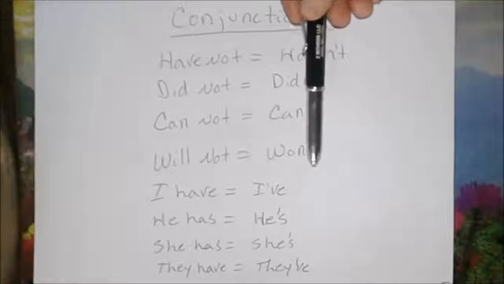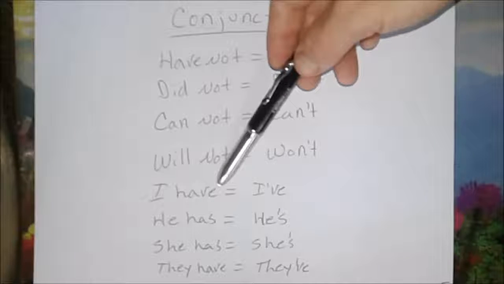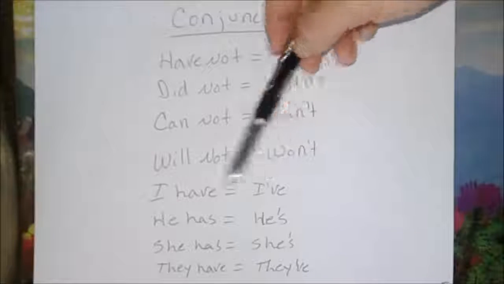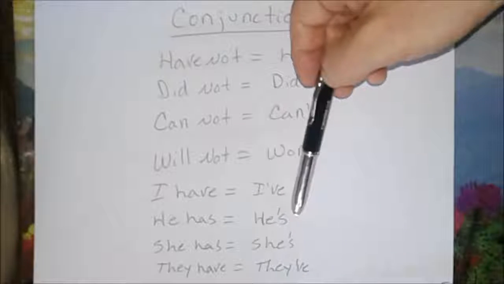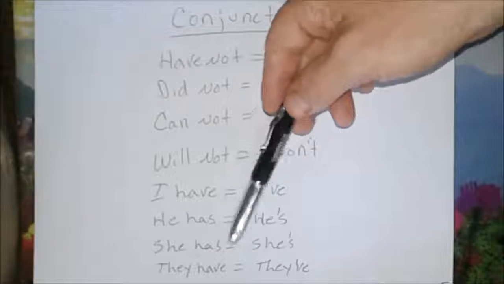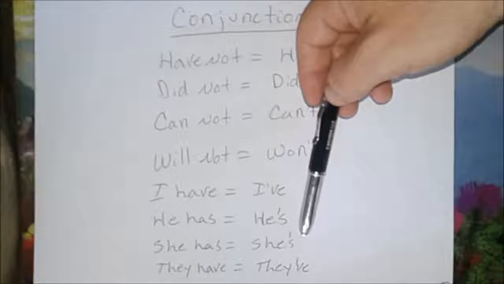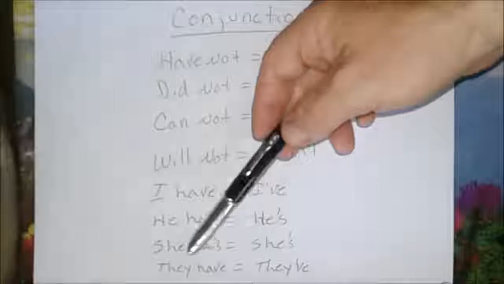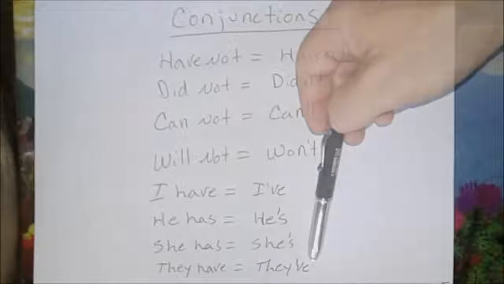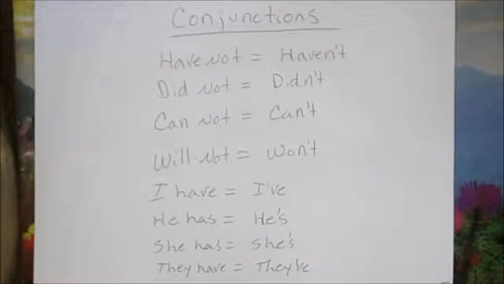Now we go back to the positives. I have becomes I've. He has becomes he's. She has becomes she's. And they have becomes they've. Now you want to be careful because you can't combine everything. It's not always relevant to make a contraction out of two words. So you want to become familiar with your contraction verbs.